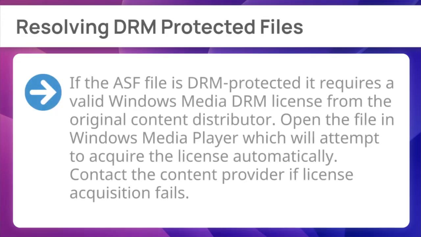Finally, resolving DRM protected files. If the ASF file is DRM protected, it requires a valid Windows Media DRM license from the original content distributor. Open the file in Windows Media Player, which will attempt to acquire the license automatically. Contact the content provider if license acquisition fails.